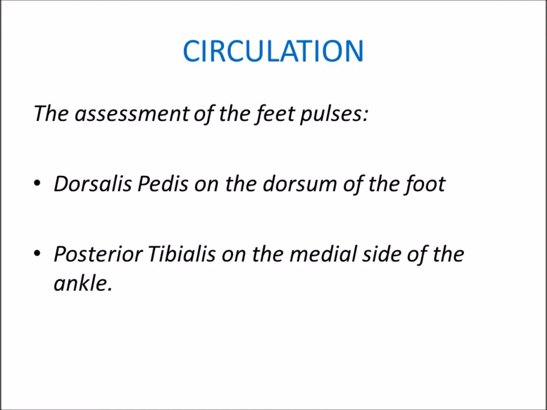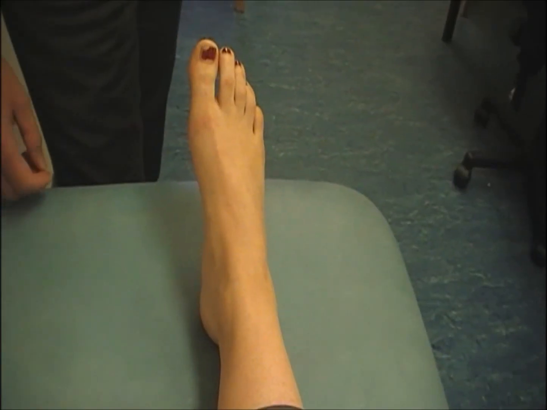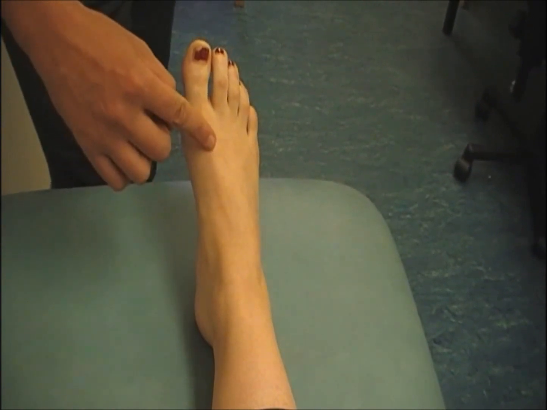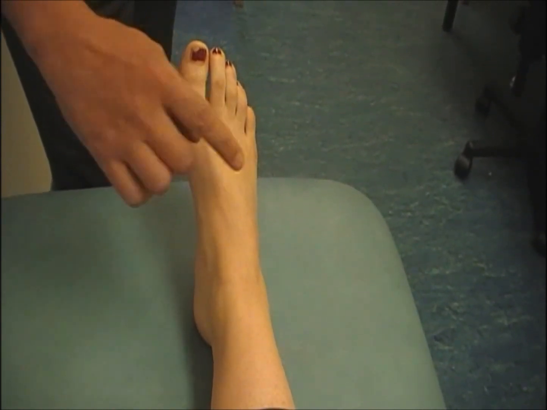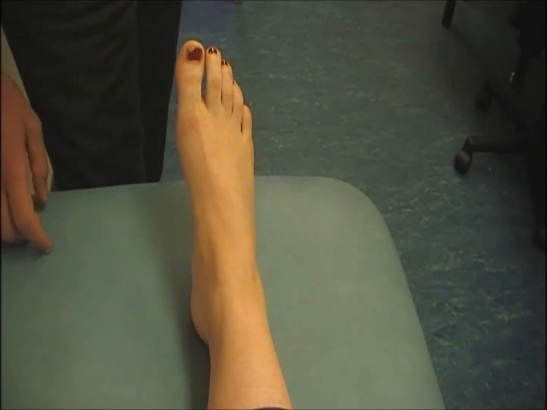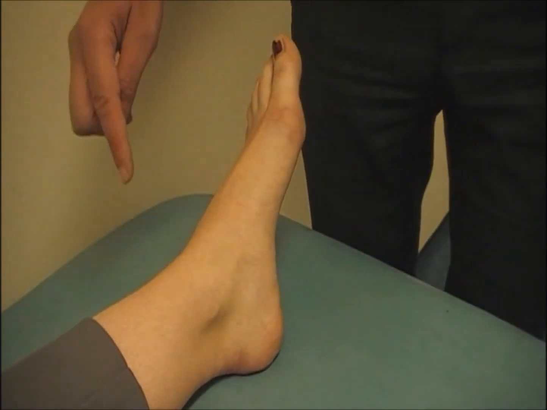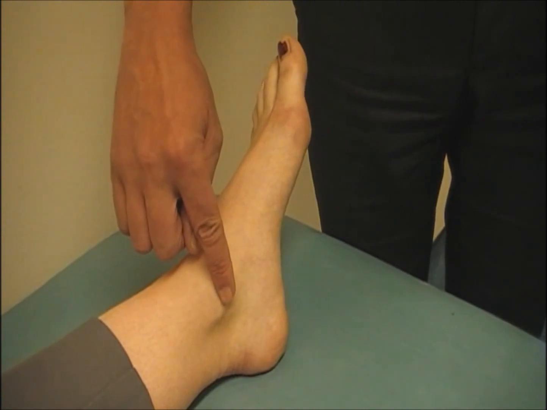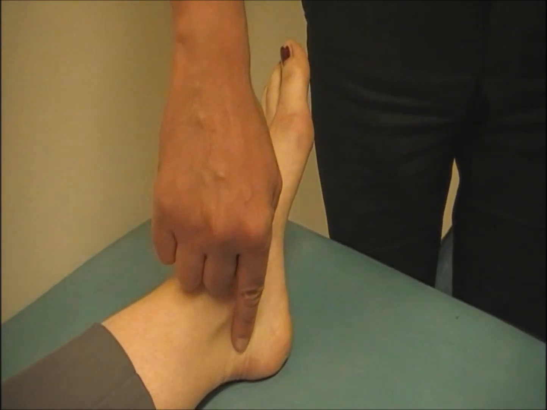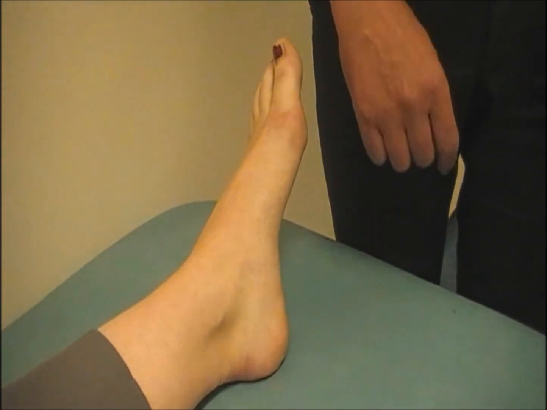The assessment of circulation focuses on the feet pulses, the dorsalis pedis on the dorsum of the foot, and the posterior tibialis on the medial side of the ankle. The dorsalis pedis usually runs between the bases of the first and second metatarsal bones. The posterior tibialis runs 1 to 3 centimeters behind and below the medial malleolus.